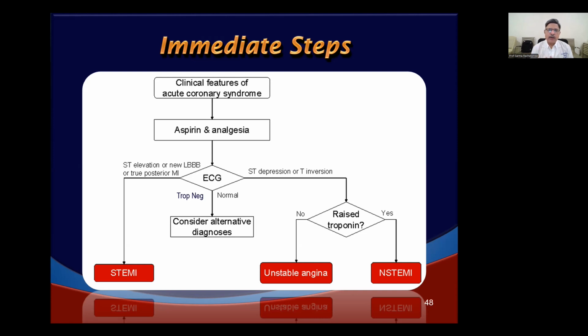ECG is normal, TROP is negative, it's not coronary artery disease. Consider alternative diagnosis. You are given aspirin, nothing happens. If it is not coronary artery disease, nothing. Okay, ST depression is there or T wave changes are there. Then you do a TROP. TROP is negative, unstable angina. TROP positive, NSTEMI. Now tell me, each one of you, what do you do?